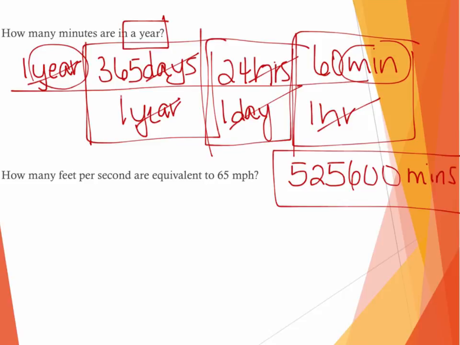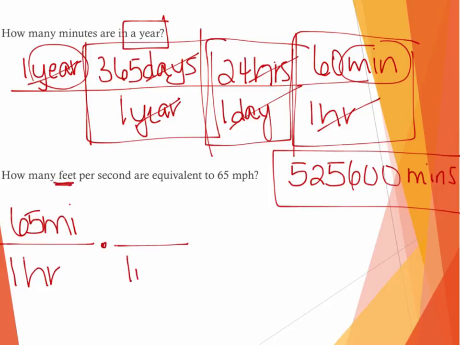Next, we have how many feet per second are equivalent to 65 miles per hour. So we start with 65 miles in 1 hour. If you don't like to write it on the picket fence, you could always just write it as multiplying the conversion factors and have them all separated. It really doesn't matter. So we need to decide if we want to go from miles into feet first or hours into seconds first. Doesn't matter which one you use first. I'm going to go from miles into feet first.